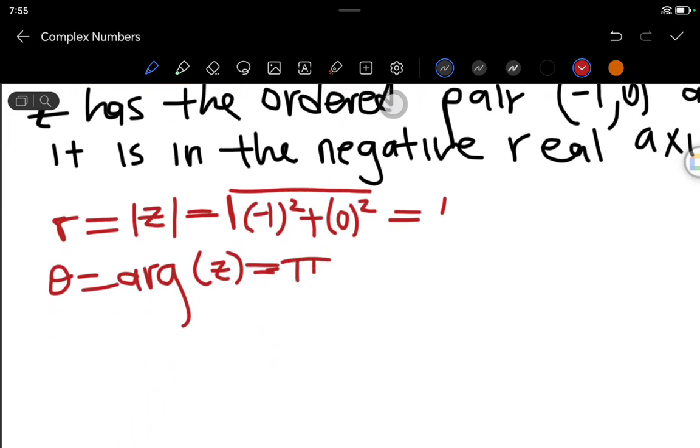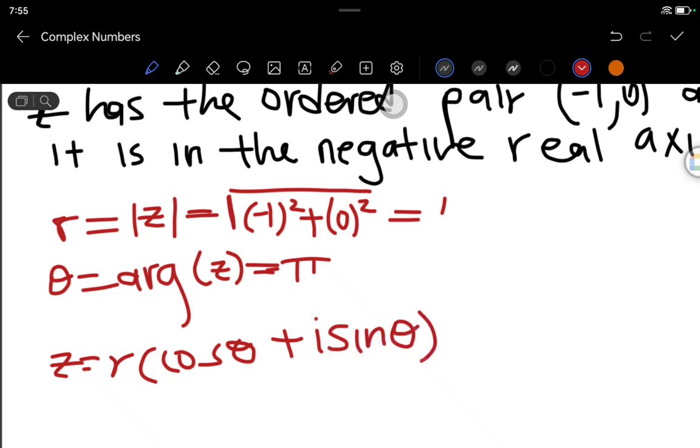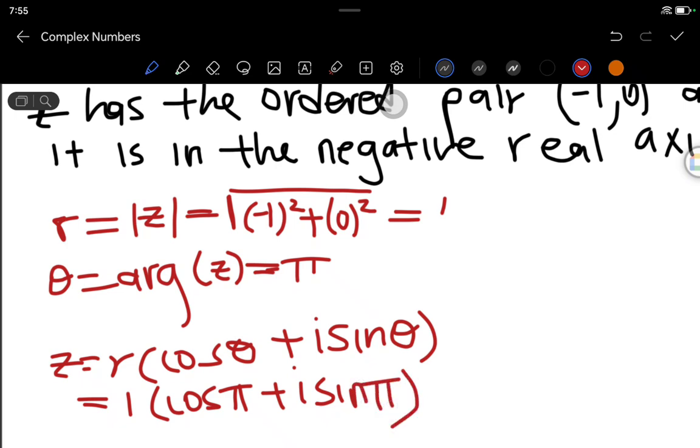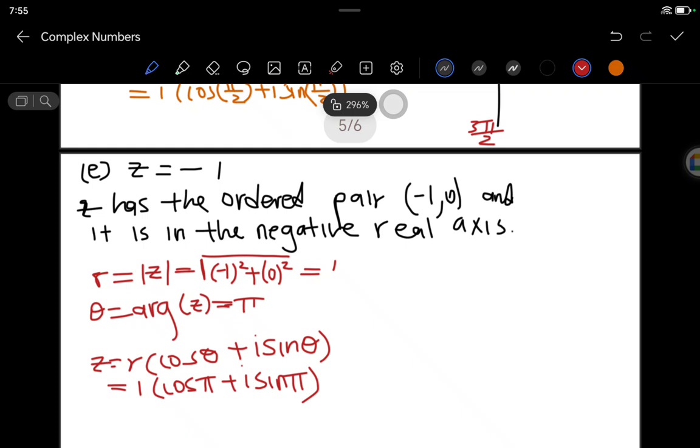So it means that z can be written in that format: cos of theta plus I sine of theta. This is just going to be 1 cos of pi plus I sine of pi. And then we are good to go with this. Any question, guys? Because this will be the last part that we're doing on this topic. We're now moving to another part.